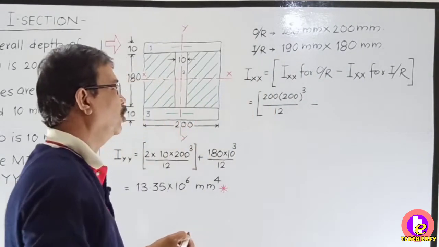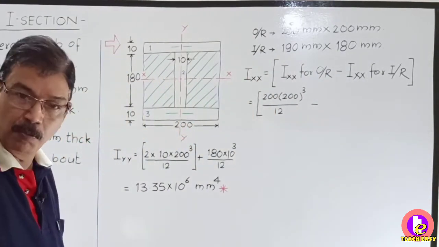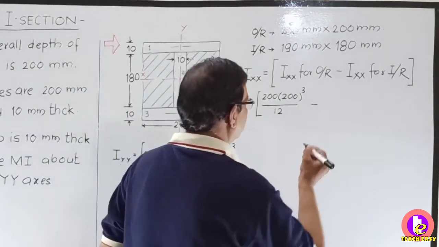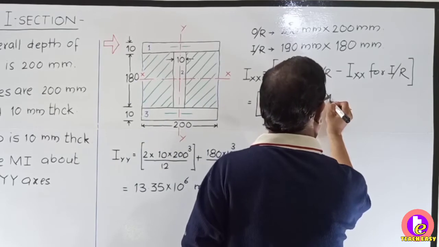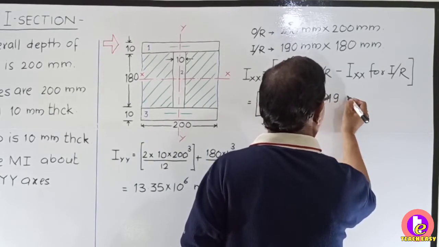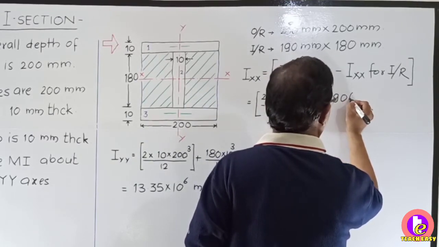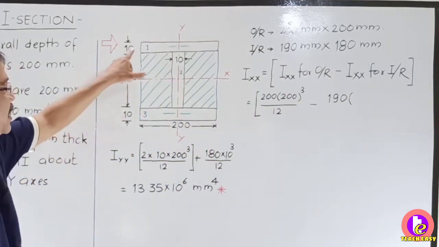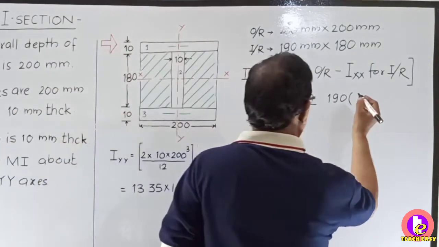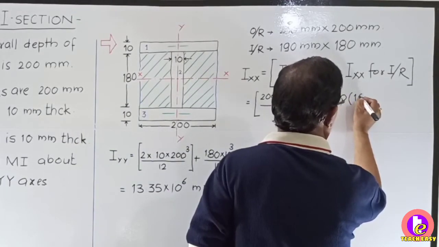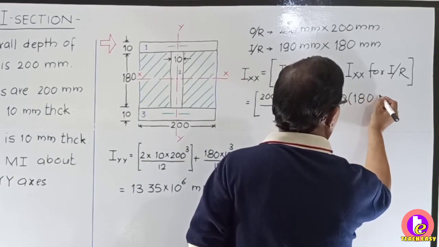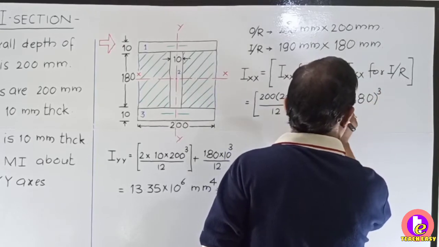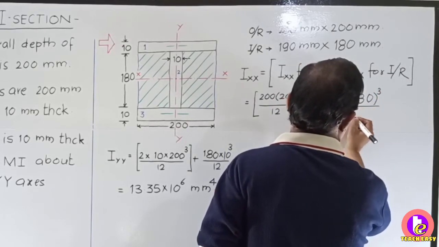What is Ixx for inner rectangle? BD cube by 12. What is B of inner rectangle? 200 minus 10. That is 190. And what is D? D is 180. So, 180 cube divided by 12. No doubt you can make this 12 common.